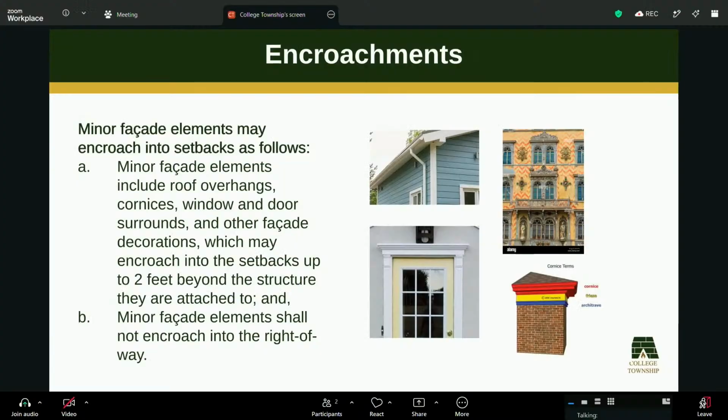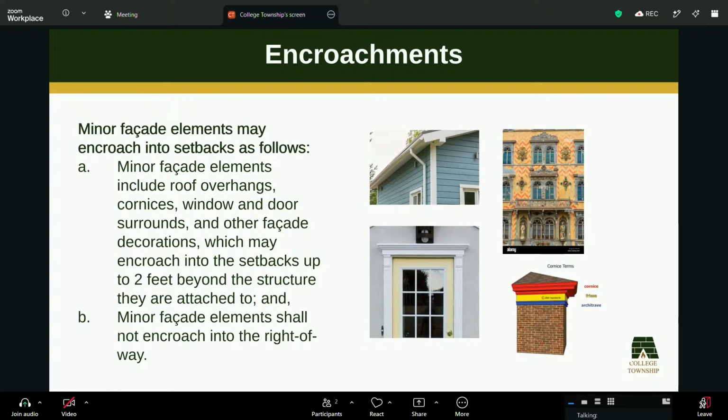Before we get into uses, one more brief topic under those form standards is encroachments. There's minor facade and major facade encroachments. Minor facade elements can encroach into the setback. Those are what's listed here: roof overhangs, cornices, window and door surrounds, etc. They can encroach into the setback 2 feet. Minor facade elements shall not encroach into the right-of-way. So they're allowed to go 2 feet into that setback that we've established, but they cannot go into the right-of-way.